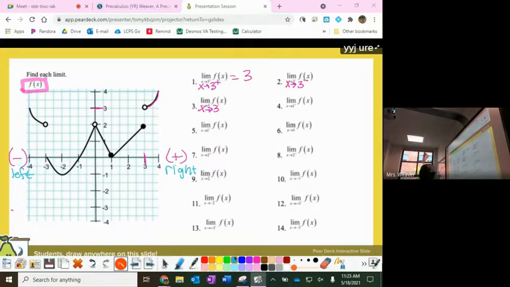All right, so let's try the next one. If I put my finger on the graph and I'm approaching 3 from the left side, what number are we approaching? We're approaching the number 2.